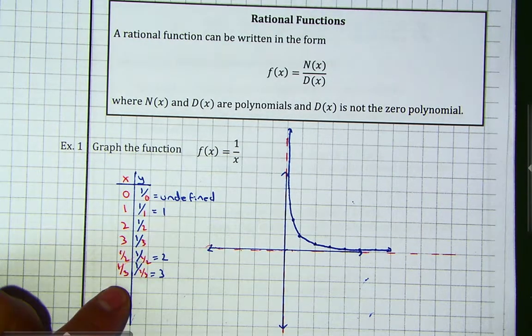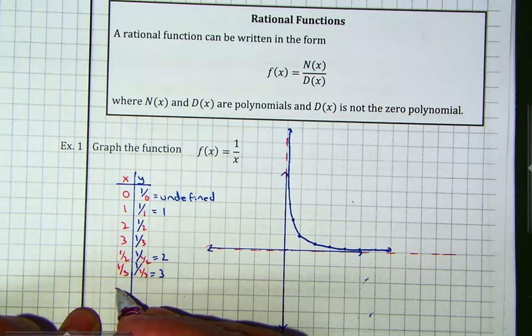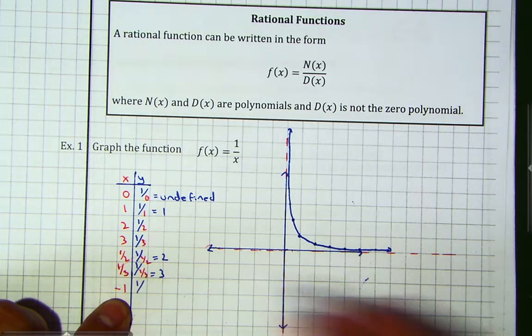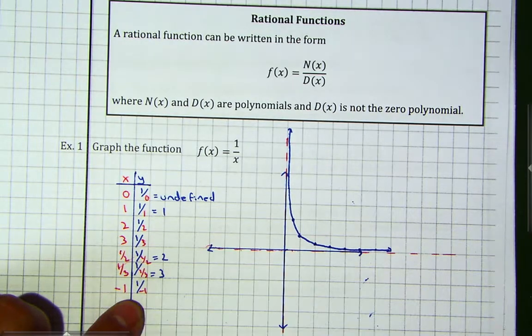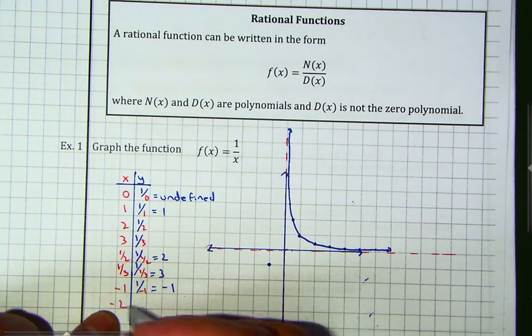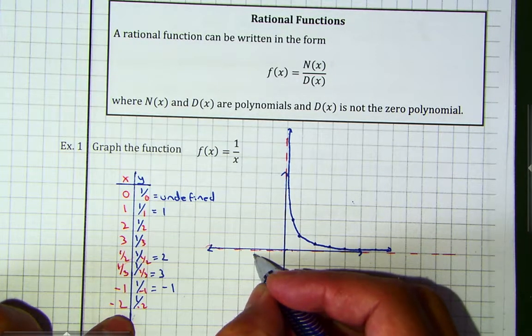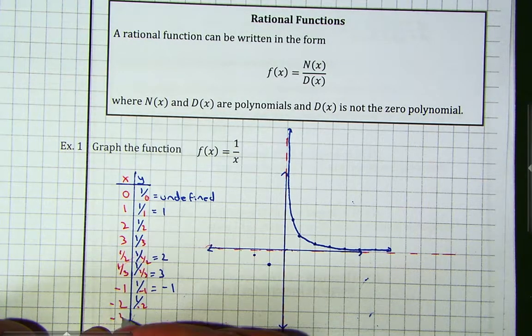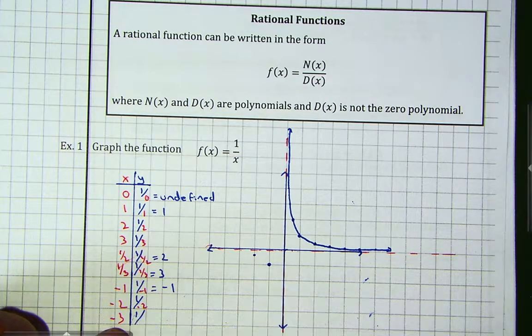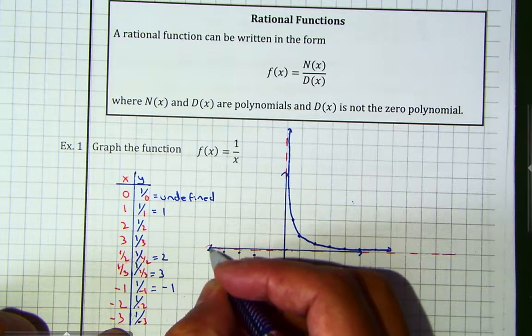Now, if I want to find out what happens on the left, I'm going to plug in a -1. So if I plug in a -1, that gives me 1 over -1, which is -1. Plug in a -2, will be 1 over -2, which is -1/2. Plug in a -3, and you get the idea, right? 1 over -3 will give me -1/3. Plug in a -4 will be -1/4. Plug in a -5, -1/5, and so on.